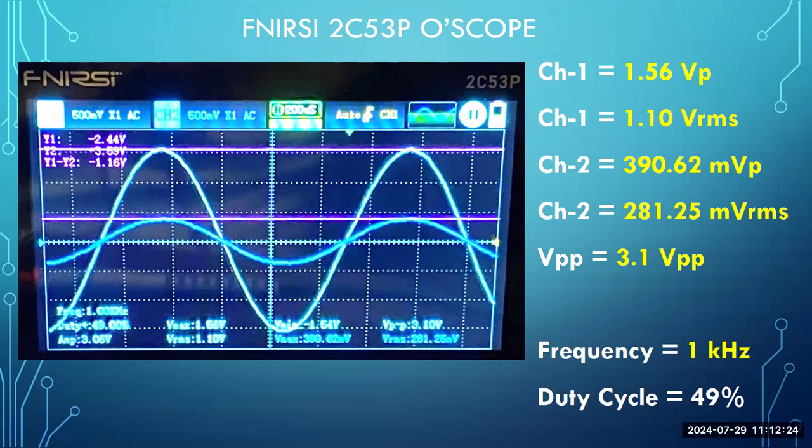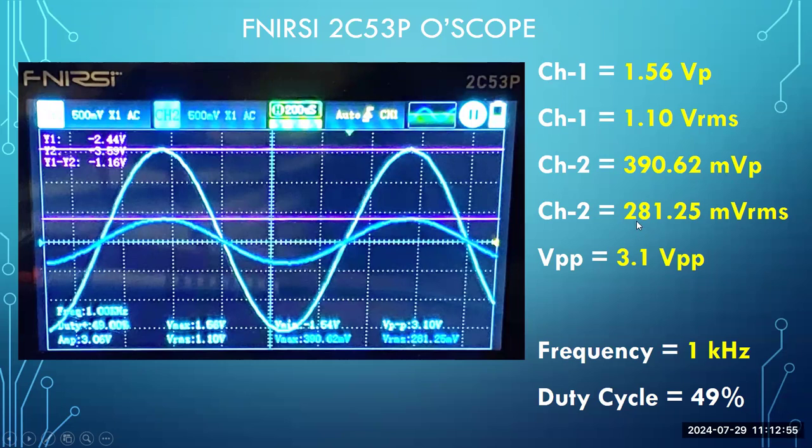That has to do with a variety of circumstances, as it was also slightly higher on my bench top. It's okay, as long as it's reasonably close. Channel 1 in RMS value is 1.1 volts RMS. Channel 2 V peak is 390. We calculated 370 and change, so not too far off.